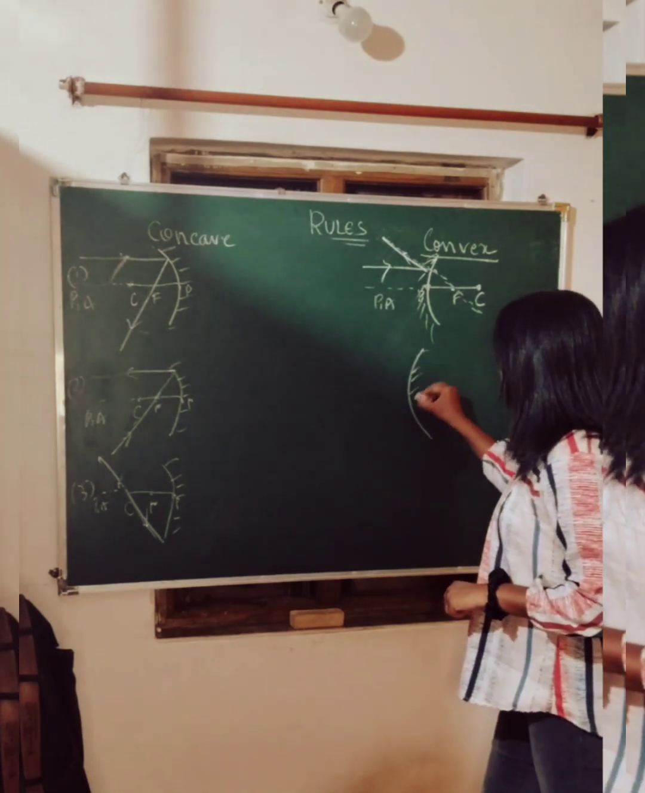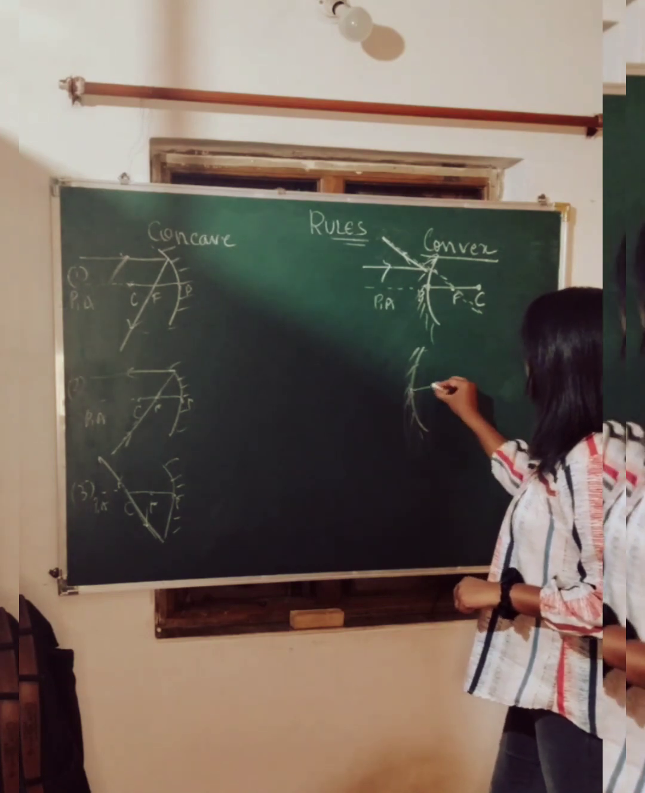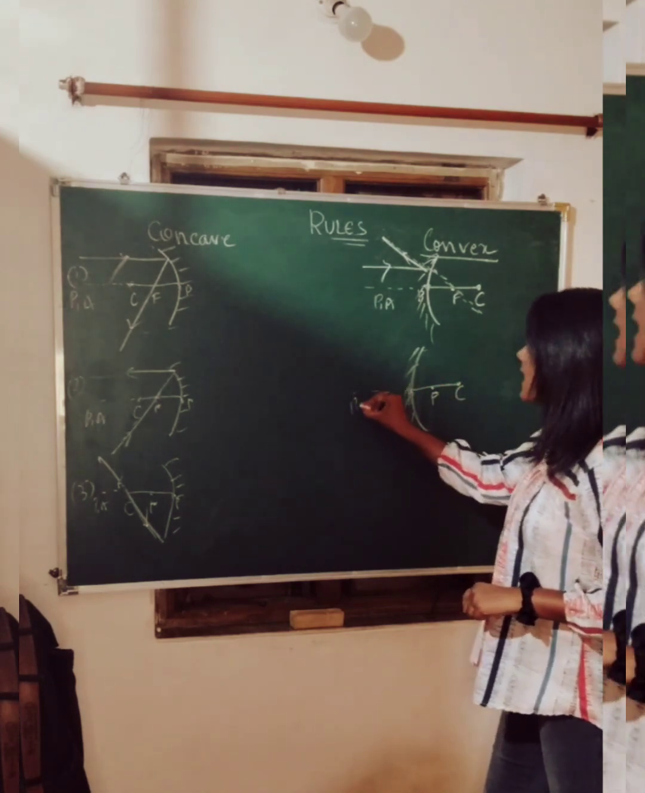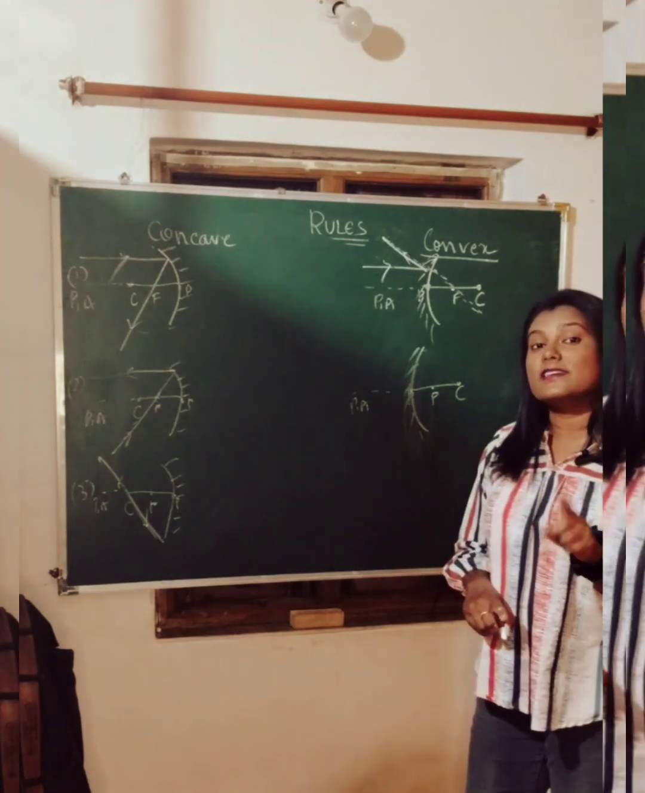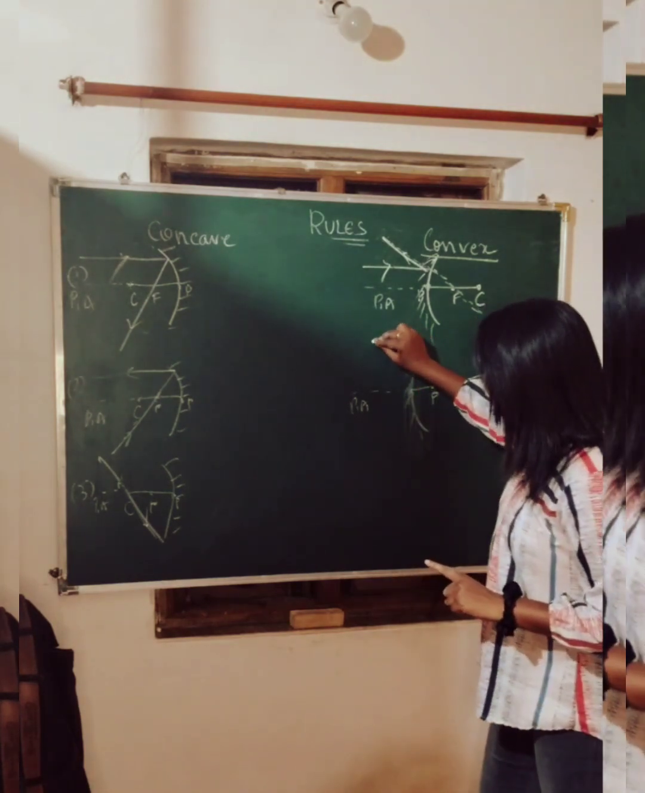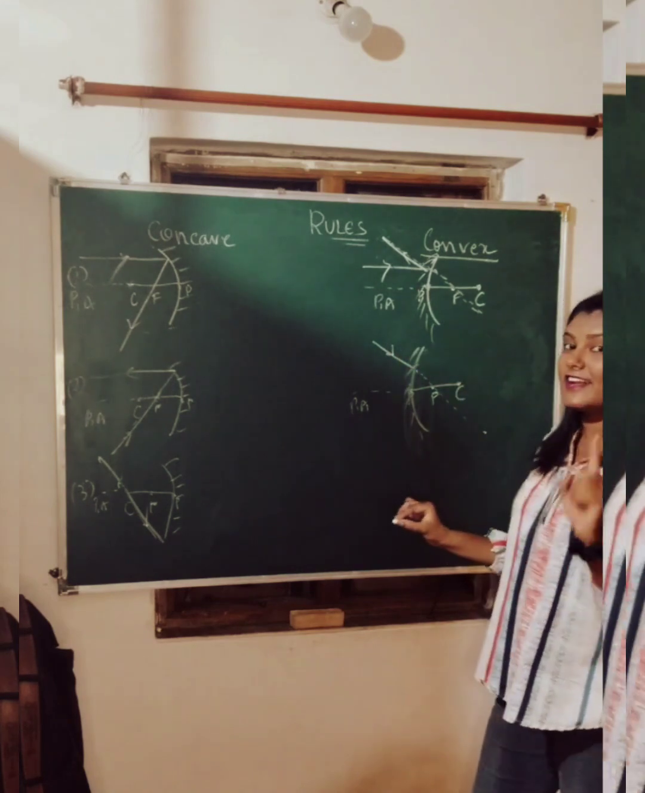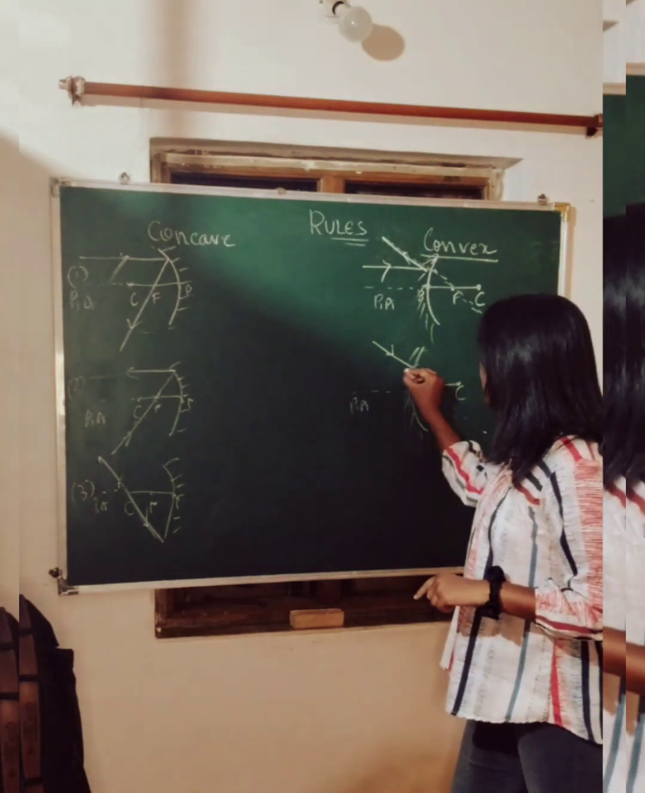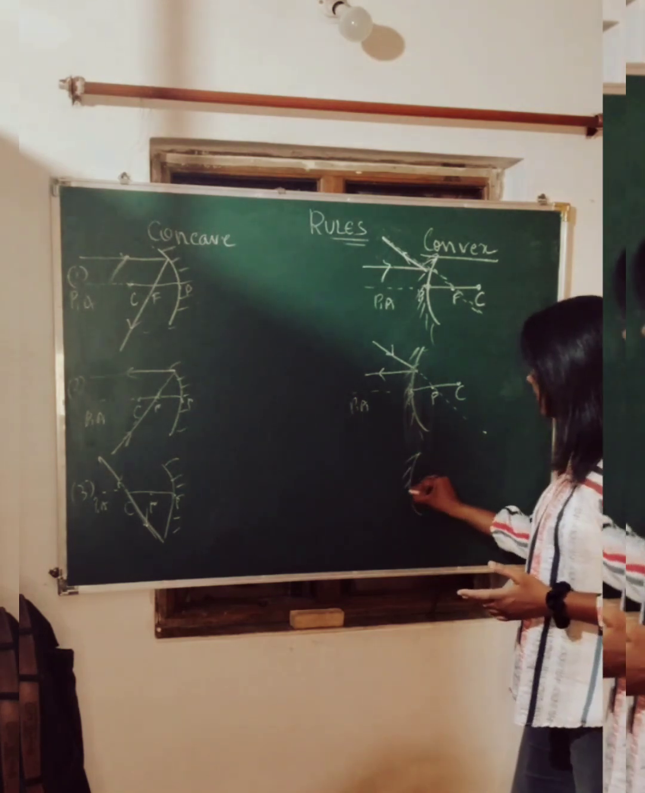Similarly, let us see the second rule. Pole, center of curvature, focus and then principal axis. Second rule, what we have seen: if an incident ray passes through the focus, here you have to use "appears to pass through the focus." If an incident ray appears to pass through the focus, then the reflected ray is parallel to the principal axis.